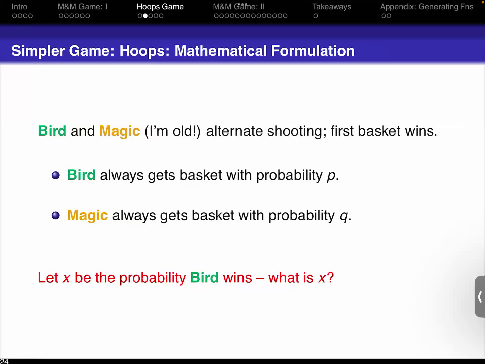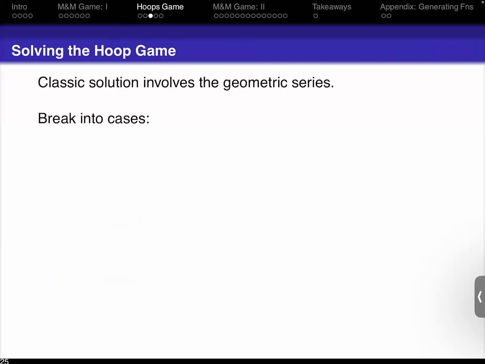And so we did this before, so that they're going to alternate shooting. Bird always gets a basket with probability P. Magic always gets a basket with probability Q. First basket wins. Call X the probability that Bird wins. We want to find X. This was one of the first things we did. It's worth repeating because this is such a great idea. It's coming up with a recursive formula that allows us to solve for the unknown by getting it on both sides. So we can break it into cases.